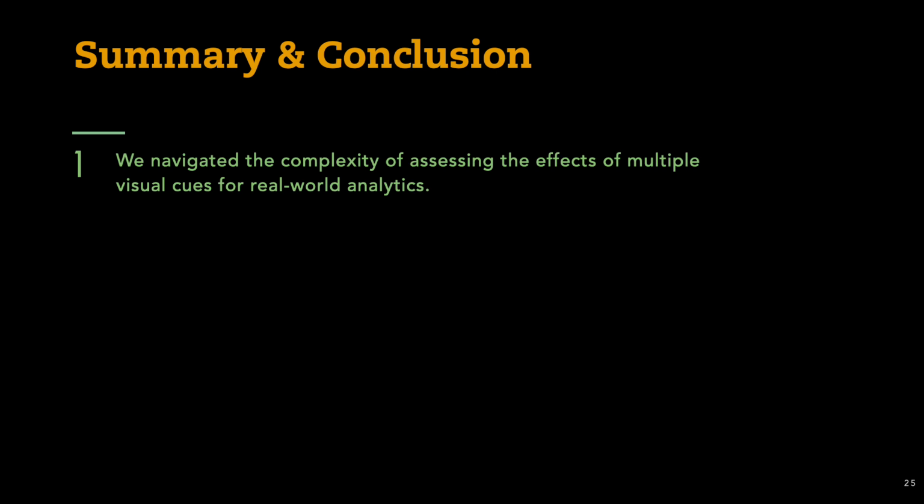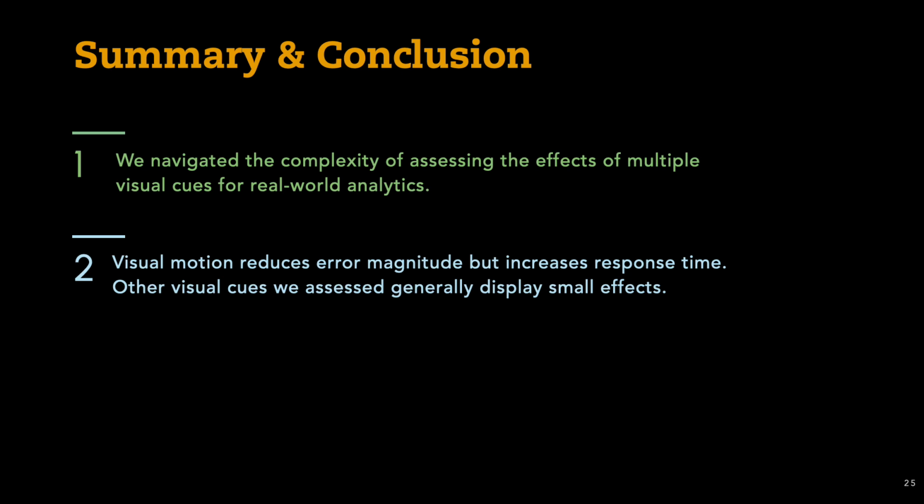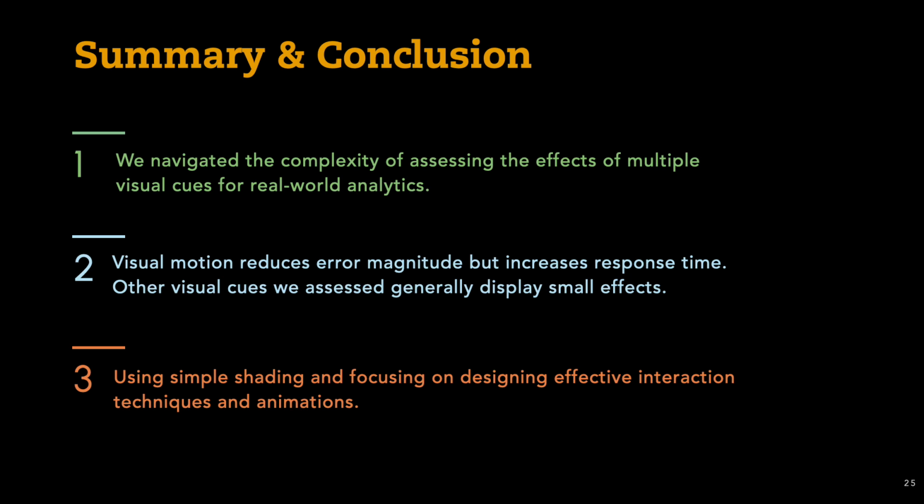To summarize and conclude this work, we navigate the complexity of assessing the effects of multiple visual cues for real-world analytics. We conduct an experiment for 2 different datasets on 2 different devices. We found that the visual cues generally have small effects, but visual motion can largely reduce error magnitude but also increase response time. For future work, we suggest that designers could use simple shading, but focus on designing effective interactions and animations to leverage visual motion.